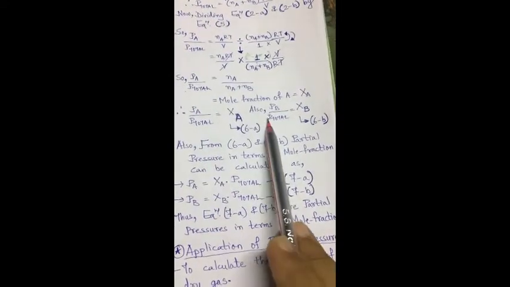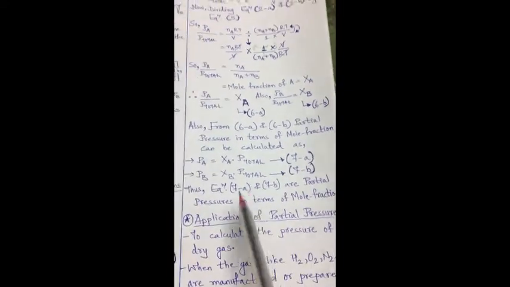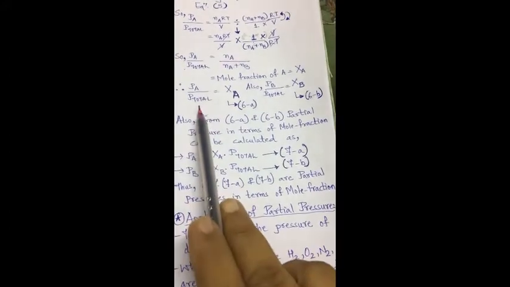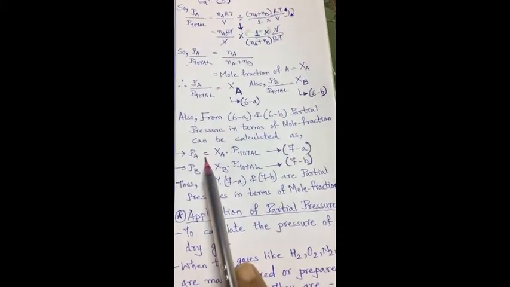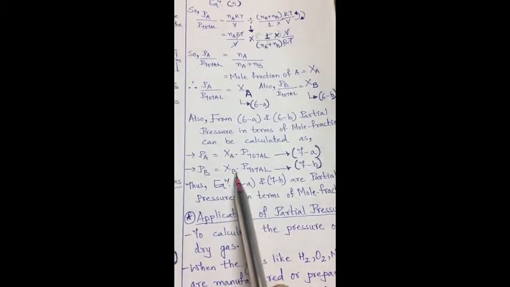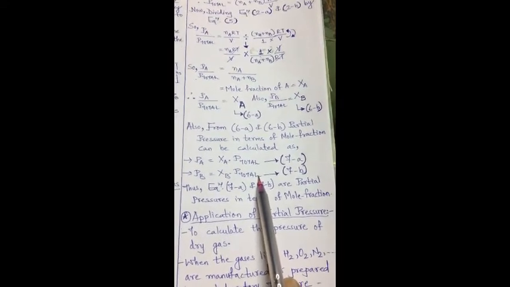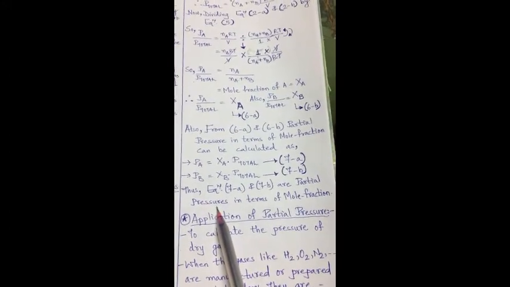From equations 6a and 6b, if we want pressure in terms of mole fraction, then what will we get? For pressure PA, take P total to the right hand side. What will we get? The pressure of A in terms of mole fraction will be XA into P total, and for B, XB into P total. Right? So these equations 7a and 7b are the partial pressures in terms of mole fraction.